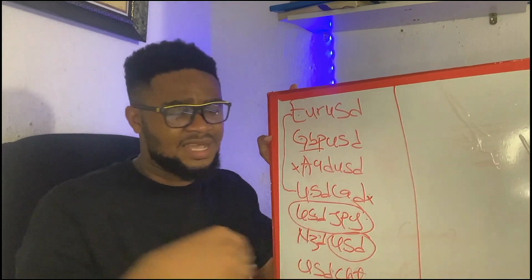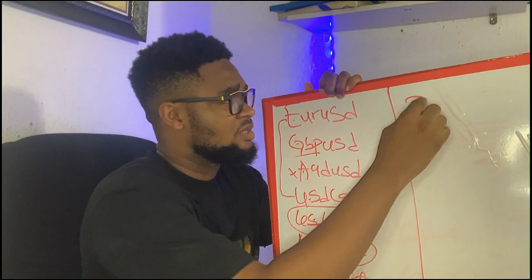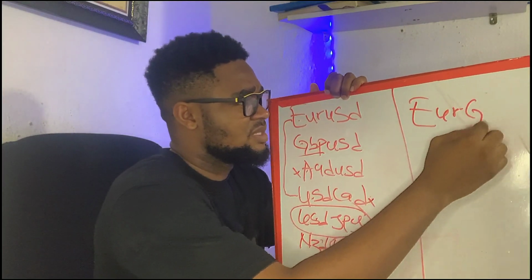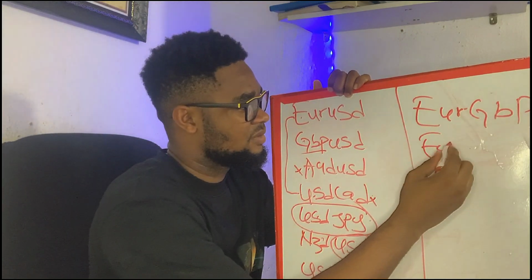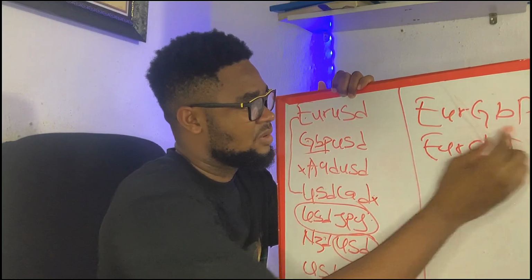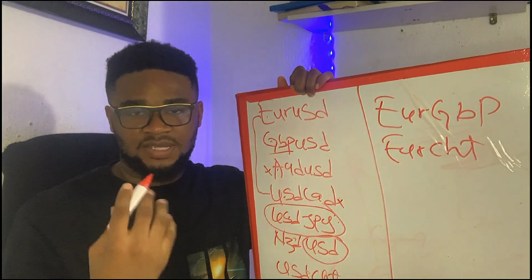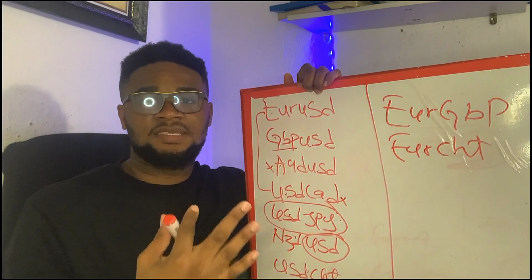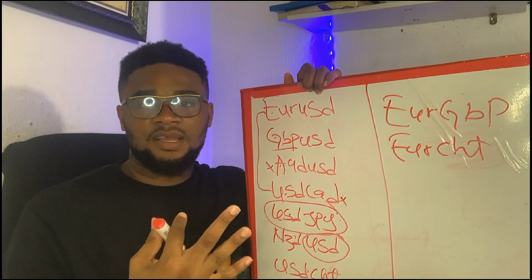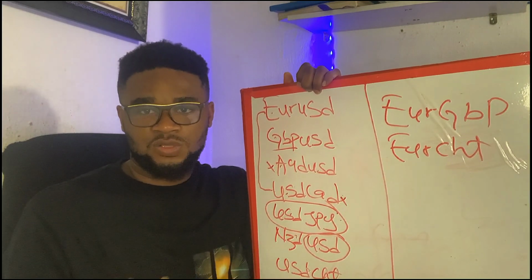Then the cross currencies, there are many of them, those that are not paired against the dollar. We have the EUR/GBP, we have the EUR/CHF. There are many of them, I can't list all, but just understand that currencies that are paired with the dollar are called the major currencies, and currencies that are paired against themselves are called cross currencies.